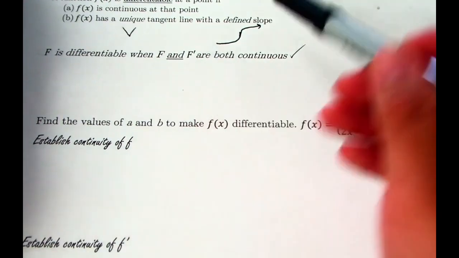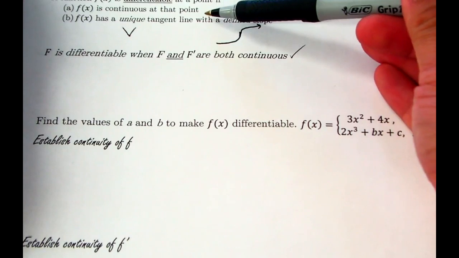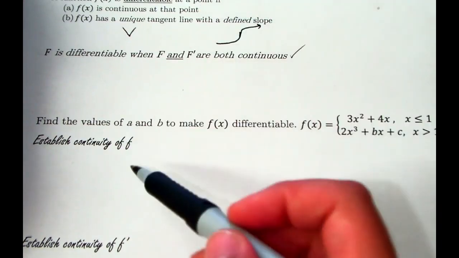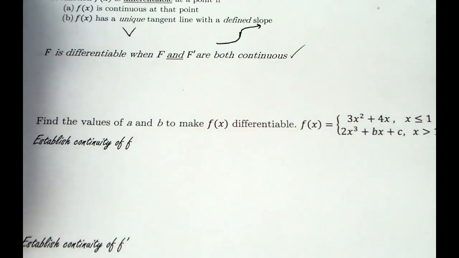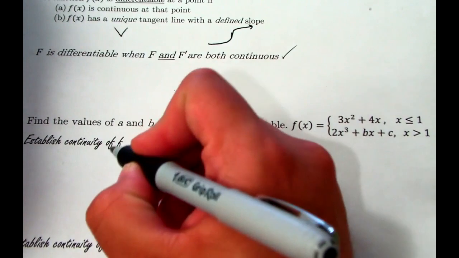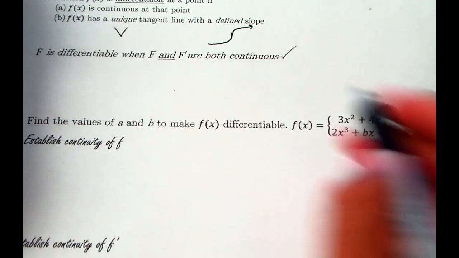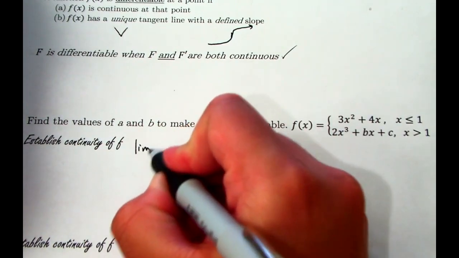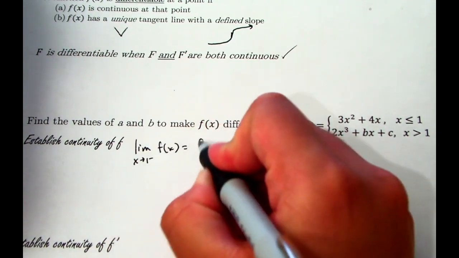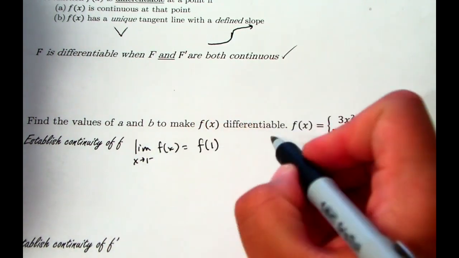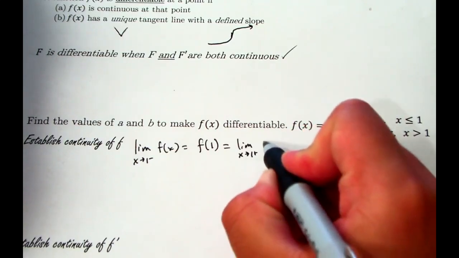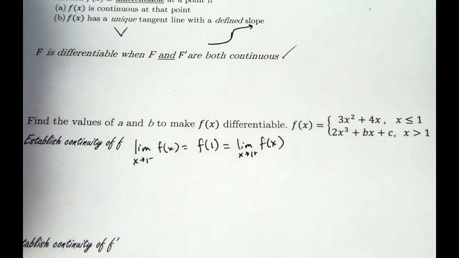So remember, continuity is a requirement. It's not sufficient by itself, but it is necessary for differentiability. So we're going to use the definition of continuity to make sure that this function is indeed continuous. The definition of continuity at a point like x equals 1 would be the limit as x approaches 1 from the left of f of x is equal to exactly f of 1, which should also be equal to the limit as x approaches 1 from the right of f of x.